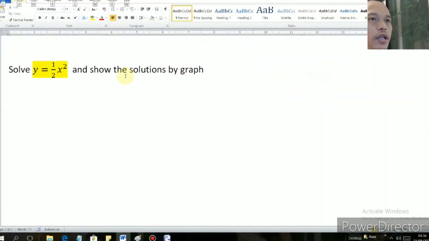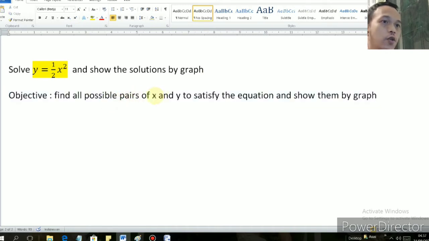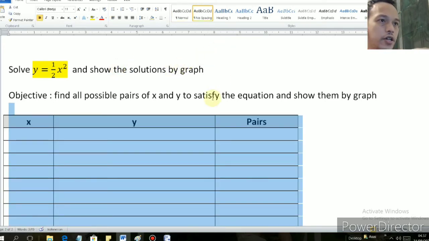So the second one that I want to discuss is this graph, y equals 1 over 2 times x squared. Now let's find all possible pairs of x and y to satisfy the equation, and then let's show all of the possible solutions on your graph. Because y is already isolated, y equals something, let's just find the pairs, since we already have the equation with y isolated. So let's do the pairs here, in a table.